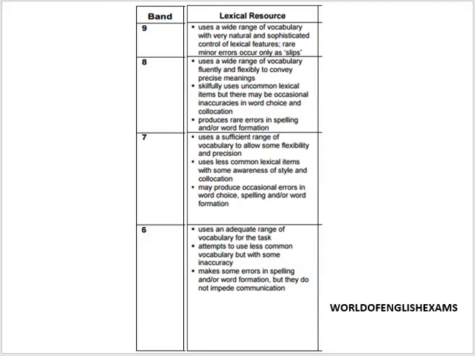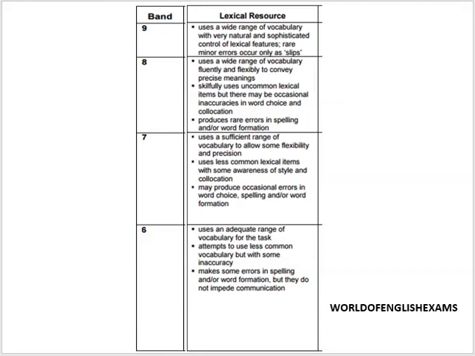Now let's jump to band 9 for lexical. Uses a wide range of vocabulary with very natural and sophisticated control. So you need to know which words to use and how to use them, where to use them appropriately. That is called sophisticated control. And rare or minor errors only occur as slips. So maybe if the errors are very rare, then you're going to get a band 9 for lexical resource.